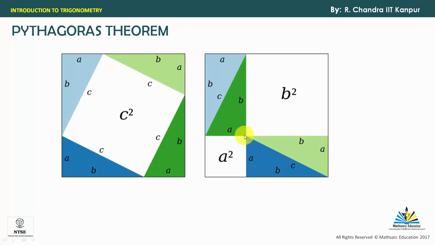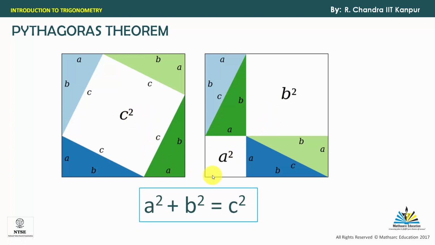You can see this is A, this is also A, so this area is A square, and this length is B, this length is also B, so this area is B square. So the vacant area is equal to C square, as you can see. So hence we have the Pythagoras theorem as A square plus B square equal to C square.